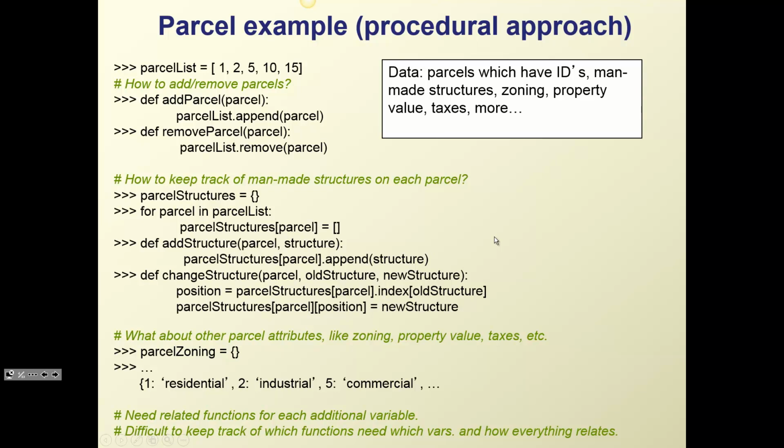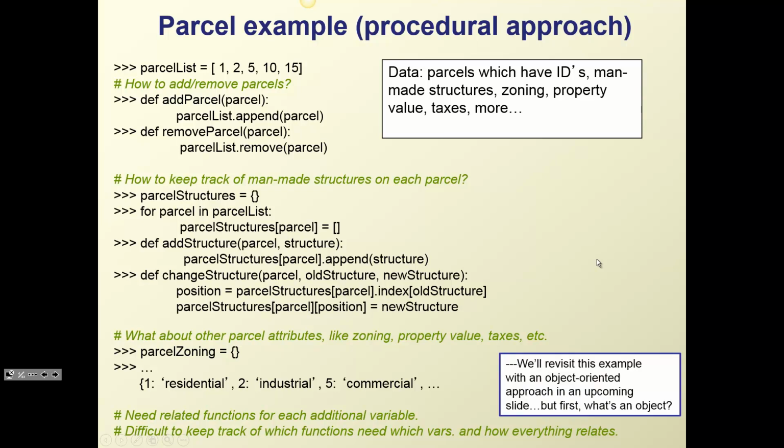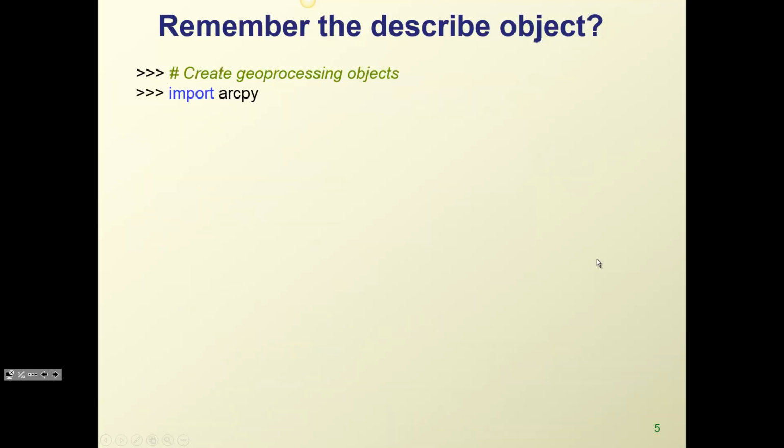So if I think in terms of a parcel object, my parcel object has all of these attributes with it. And I can simply create a class structure that will allow me to create a new object. It'll have a set of attributes, and it can have a set of functions that handle doing things with that object. That's where the object-oriented programming comes in.